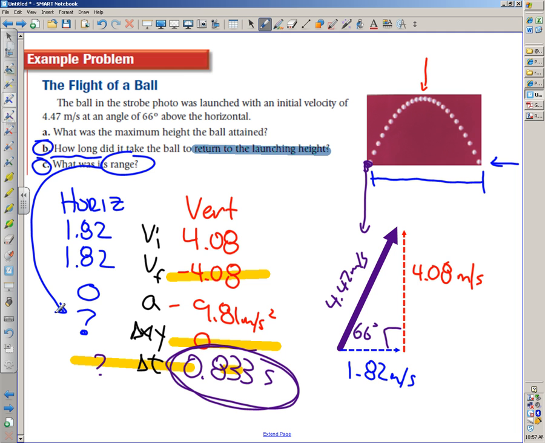So, do we have to do any new calculations to help us solve for delta x? No. We've already established that if you know the time vertically, you also know the time horizontally. And now we've got the information that we need over here on the horizontal side, so we can solve for what the range is going to be.